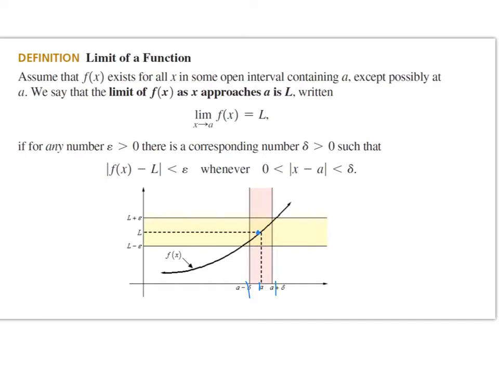The precise definition says that we assume f of x exists for all x's in some open interval containing a, except maybe a, and the limit of f of x as x approaches a is L. For any number epsilon greater than 0, there is a corresponding number delta greater than 0 such that the absolute difference between the function and L has to be less than epsilon whenever the absolute difference between x and a is between 0 and delta. That seems really confusing, so let's look at a couple.